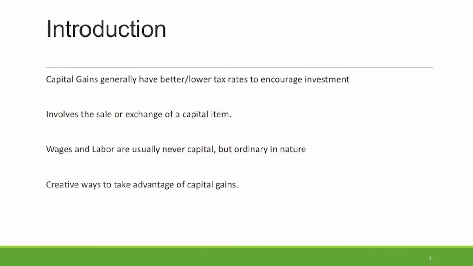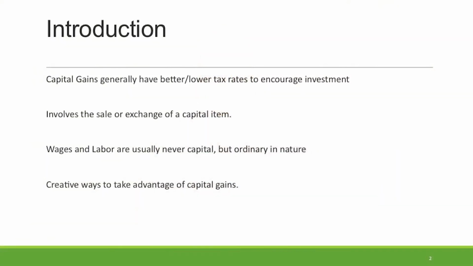Capital gains generally involve the sale or exchange of what we call a capital item. I'll use myself as an example. I'm a real estate broker as well. I own real estate. If I sell a building, that is a capital asset. It involves the sale or exchange of a capital item. But if I go into a property and sell a certain small item in that property, that may not be a capital item for me. It may be ordinary income for me.